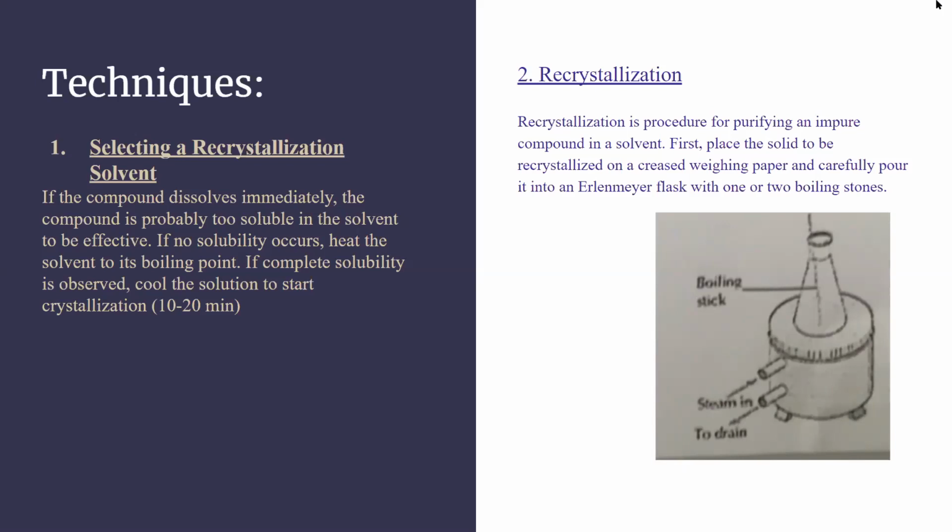The second part is the actual recrystallization. Recrystallization is a procedure for purifying an impure compound in a solvent. First, place the solid to be recrystallized on a creased weighing paper and carefully pour it into an Erlenmeyer flask with 1 or 2 boiling stones.